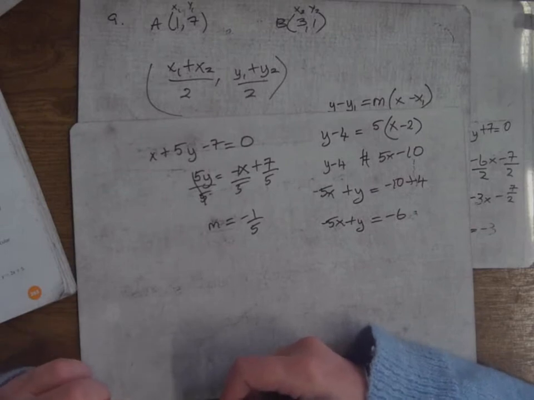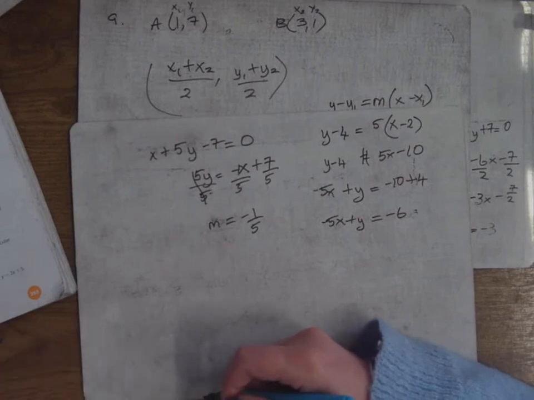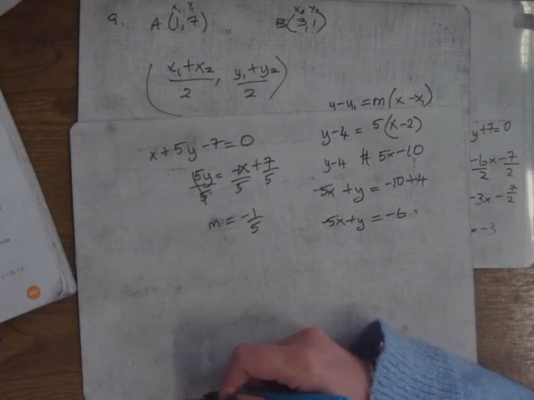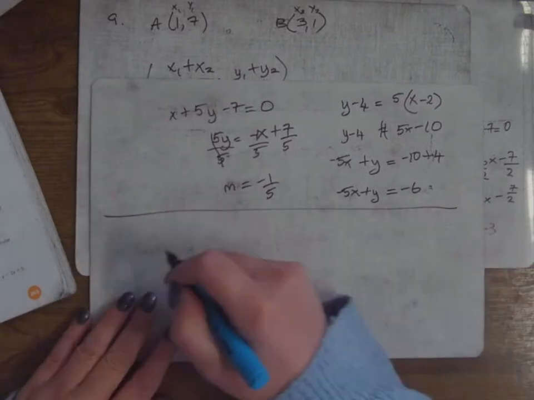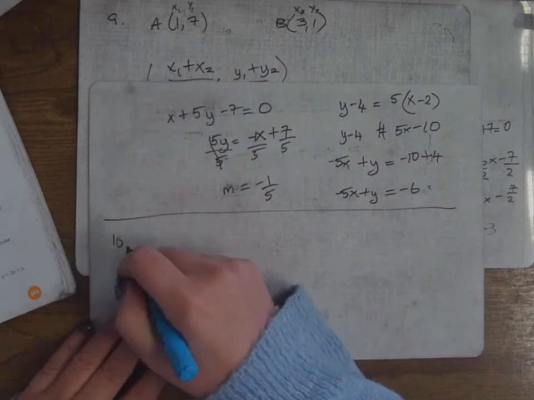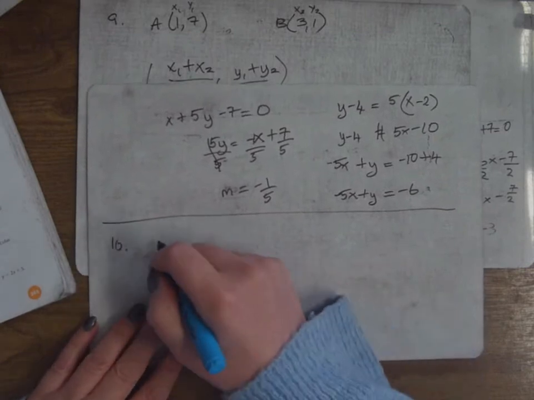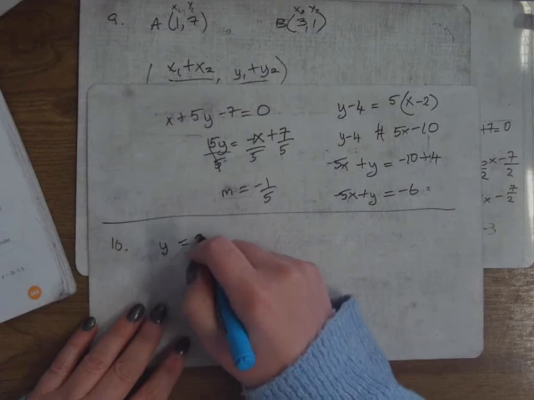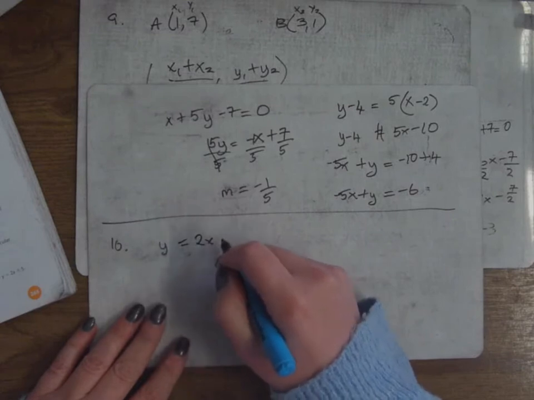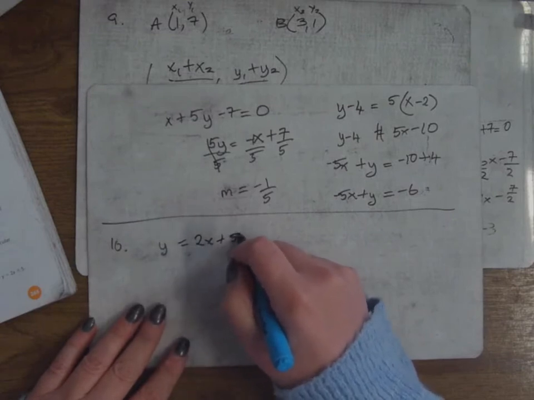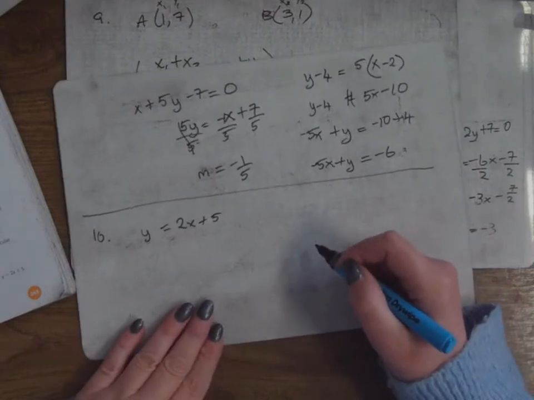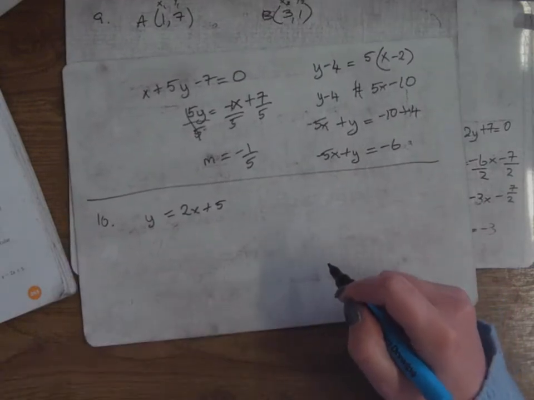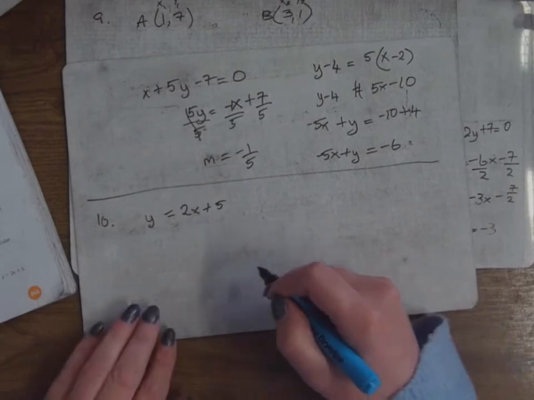Right. What else had I got? Up to number what? 11. So I have 10 and 11 to do yet. Okay? So number 10. The line y equals 2x plus 5 intersects the y-axis. We haven't done that yet, okay? But we'll be coming on to the whole section on that now. They've jumped the gun. Write down the slope of the line.